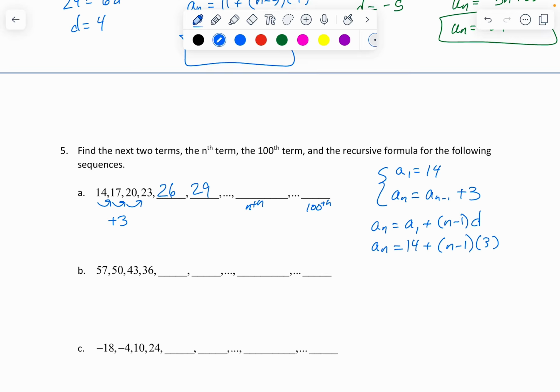So now let's clean this up a little bit. And I find A sub n is equal to 3n minus 3 plus 14, which is 3n plus 11. And so my nth term is 3n plus 11.